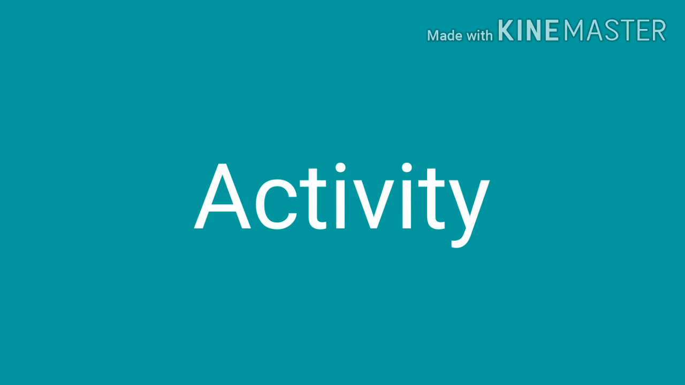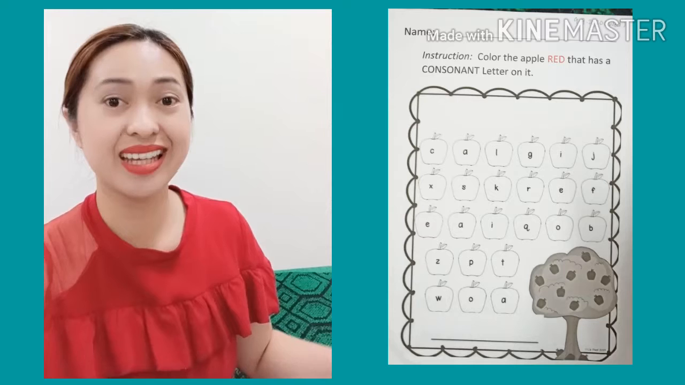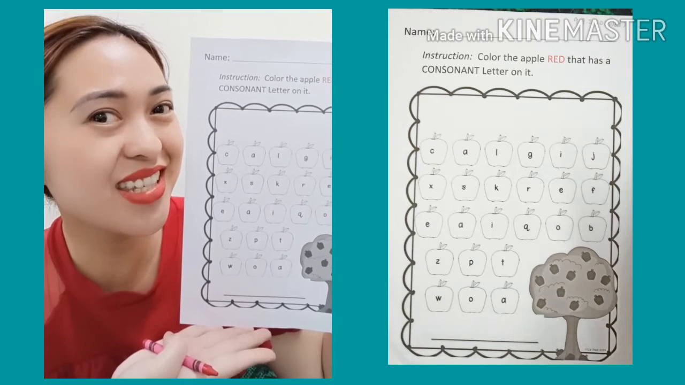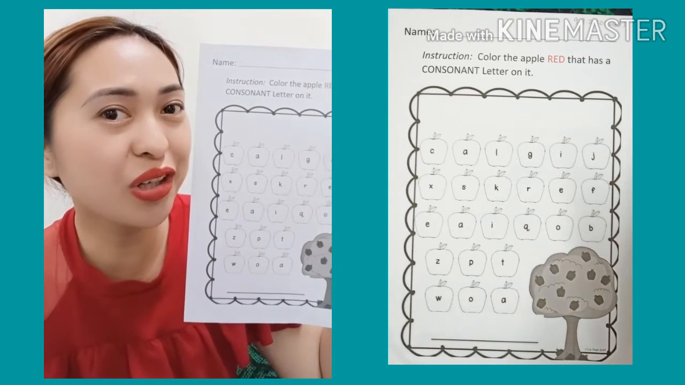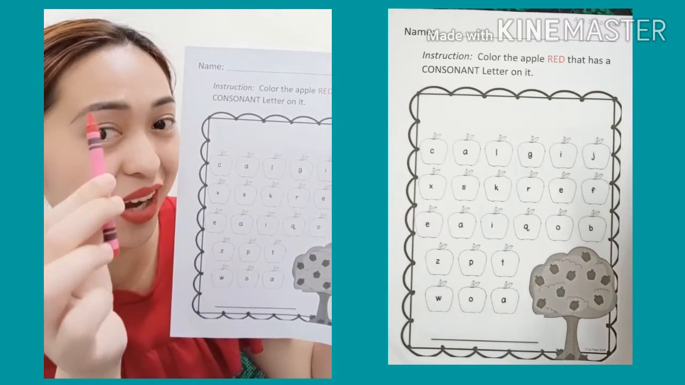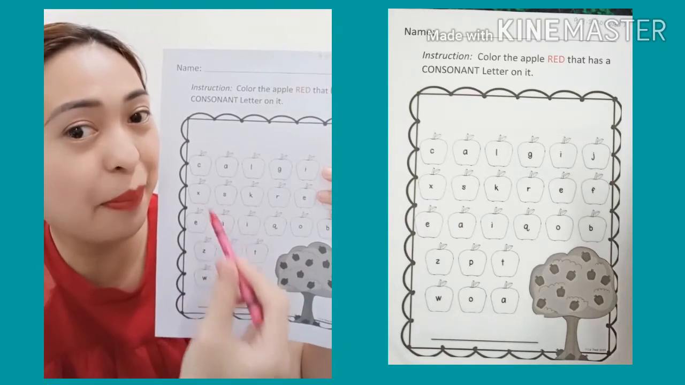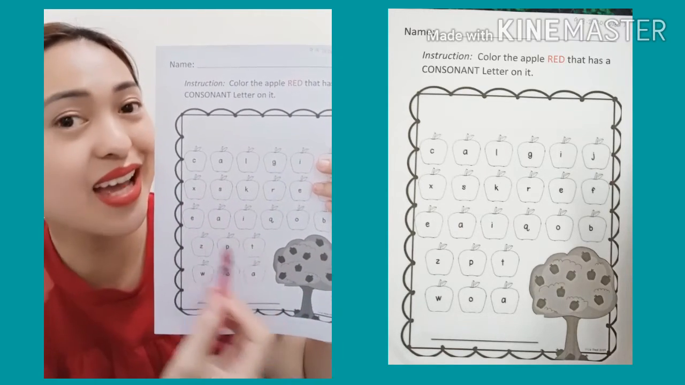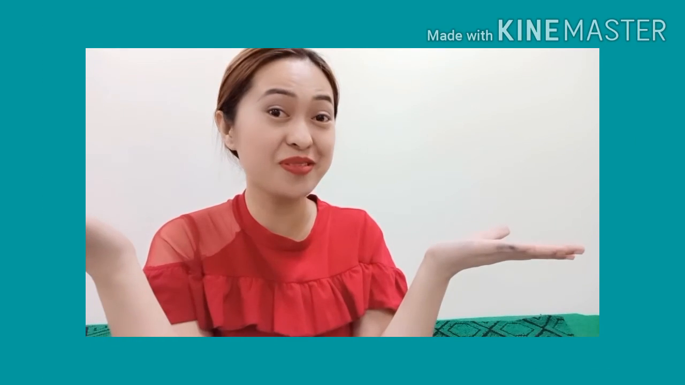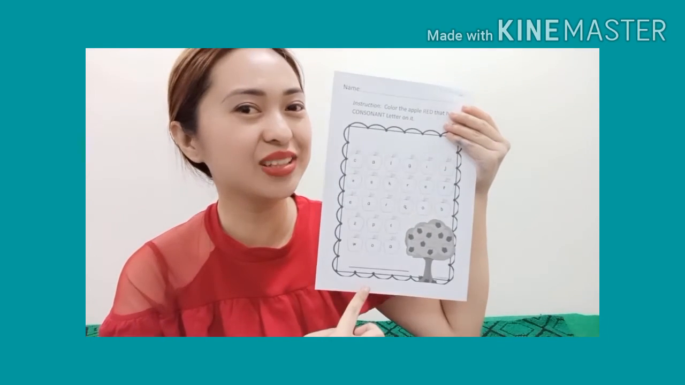Good job, kids! Now it's activity time. Kids, I gave you worksheets for you to answer this activity. You are going to color the apple red using your crayon. Color the apple red that has a consonant letter on it. It's super easy, right? Now it's your time to answer the activity.